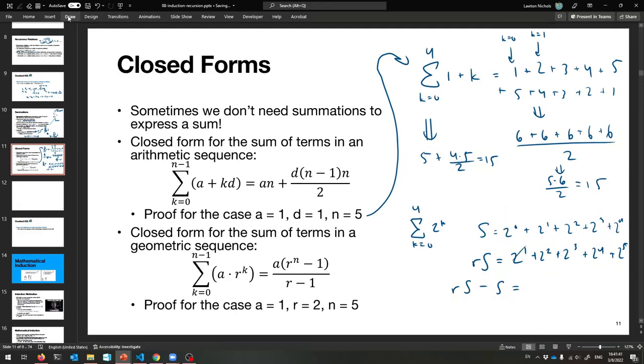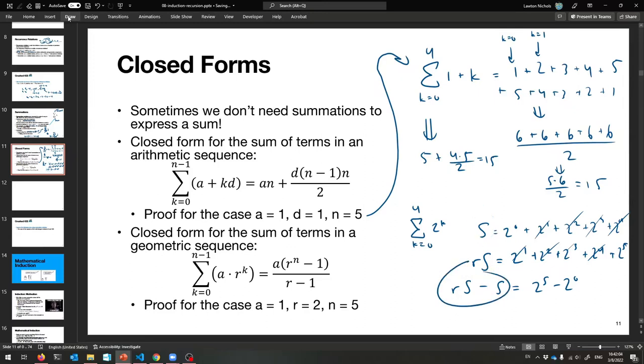Look at what cancels. Those cancel, those cancel, those cancel, those cancel. That's nice. And that just gives us 2 to the 5 minus 2 to the 0. That's a much easier number to work with. And, well, what do we need back? Let's try and solve for the original S, right?